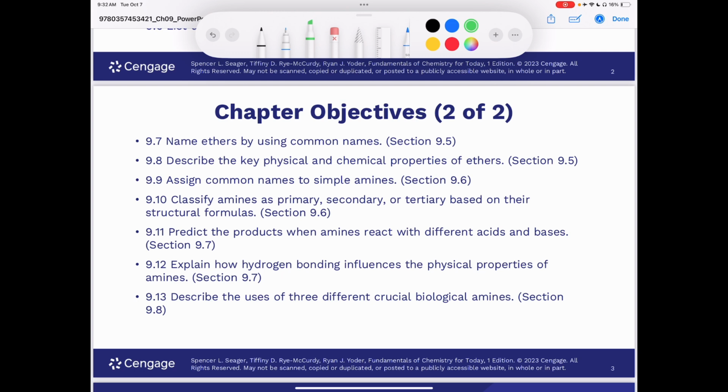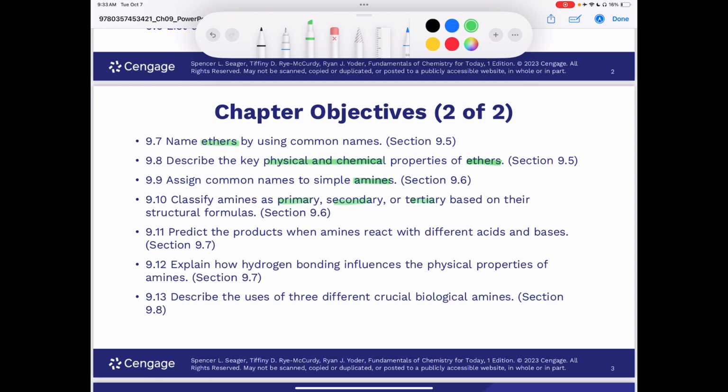Then with ethers, you should be able to name some common ethers or use a common name to name an ether. You should be able to describe physical and chemical properties of ethers, and assign common names to amines. So we'll look at amine nomenclature. You're going to be able to classify amines as being primary, secondary, or tertiary. Predict the products when amines react with different acids and bases.